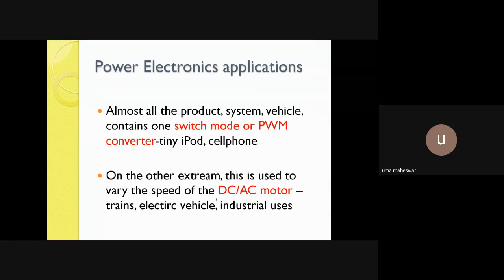Coming to power electronic applications, as discussed, wherever we look, power electronic components will be sitting there. For example, from small electronic circuits like tiny iPods and cell phones, based on switch mode converters, to the industry side, DC motors to vary speed and performance, such as trains, electric vehicles, and all industrial uses. In the current case we have the smart grid and electric vehicles. There will definitely be power electronic components present there.